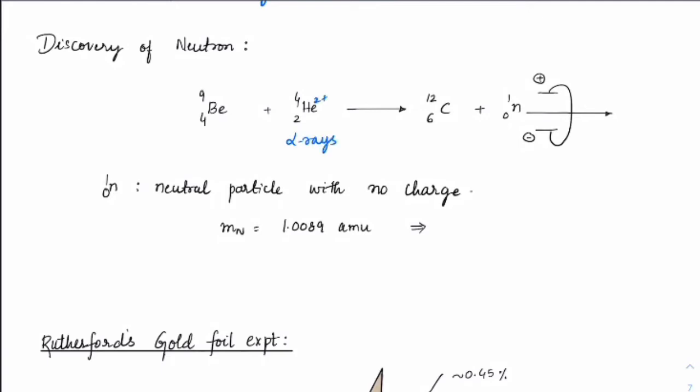Alpha rays are nothing but helium 2 plus ions which are moving with high speed. So you can see these are alpha rays, which on bombardment with beryllium, this beryllium got converted into carbon. So how this radioactive reaction is done, you will learn this in radioactivity. Okay, so we don't have to worry about that.